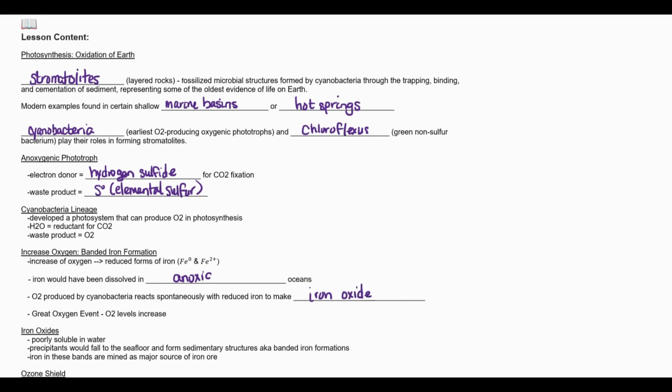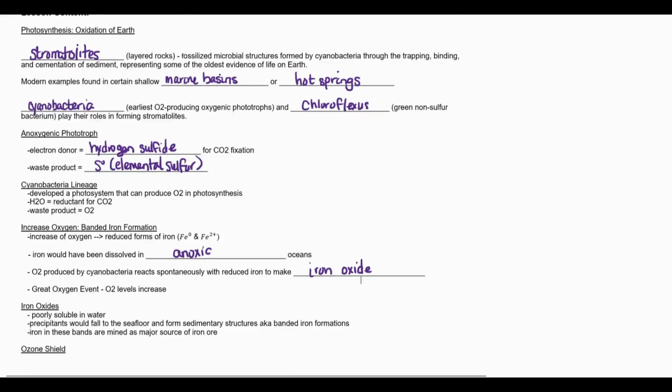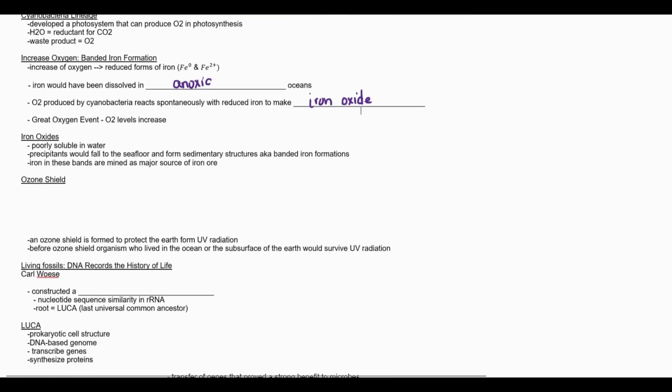Now let's talk about iron oxides for a moment. Iron oxides are poorly soluble in water, and they would fall to the seafloor and then form sedimentary structures, aka the banded iron formations. So iron in these bands is mined as a major source of iron ore.